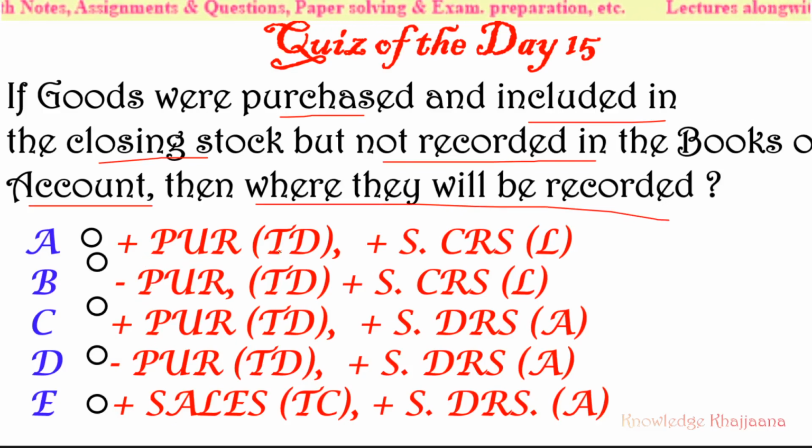Would they be added to purchases in the trading account debit side and to the sundry creditors liability side, or would they be deducted from the purchases on the trading account debit side and added to the sundry creditors on the liability side, or would they be added to the purchases on the trading account debit side and added to the sundry debtors on the asset side, or would they be deducted from the purchases on the trading account debit side and added to the sundry debtors on the asset side? And the last option is, would they be added to the sales on the trading account credit side and to the sundry debtors on the asset side? The correct answer you have to give immediately as soon as you have finished watching this lecture.